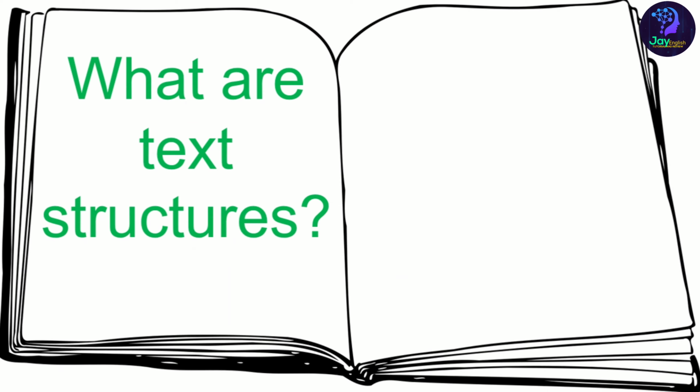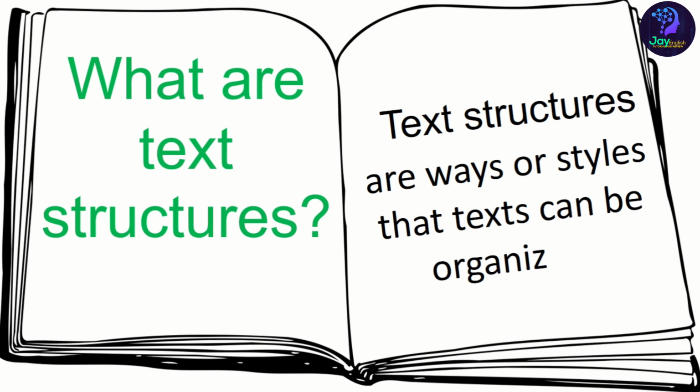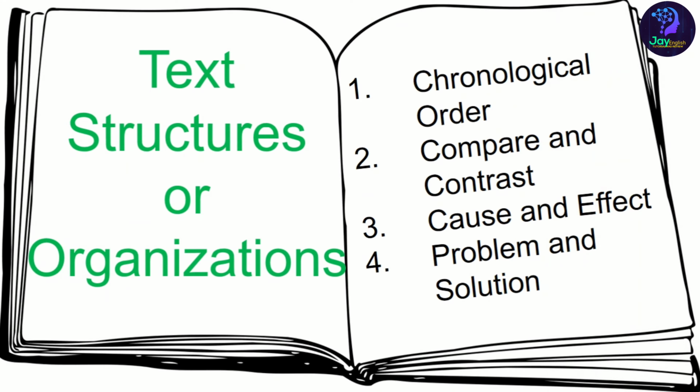What are text structures? Text structures are ways or styles that text can be organized. In this lesson, I am going to present and discuss 4 text structures, and these are: first, chronological order; second, compare and contrast; third, cause and effect; and fourth, problem and solution.